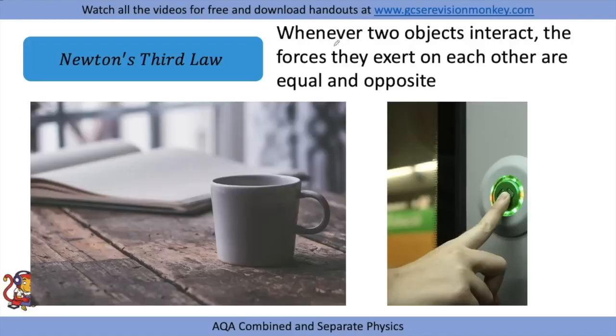Newton's third law says that whenever two objects interact, they have to be two different objects. Whenever two different objects interact, the forces they exert on each other are equal and opposite. So this is that equal and opposite law. So for example, when you sit this mug on a table, the mug will exert a force on the table, and the table will exert a force on the mug that is equal in size and opposite in direction. When you press this button here, one object is the finger, the other object is the button. The finger will press the button with a force and apply a force to the button, and the button will apply a force in the opposite direction that is equal in size and, as I said, opposite in direction.